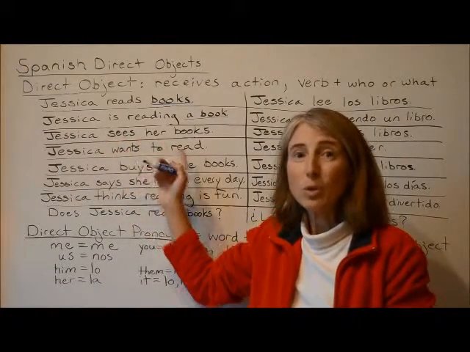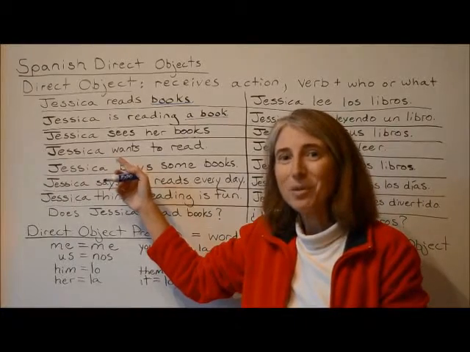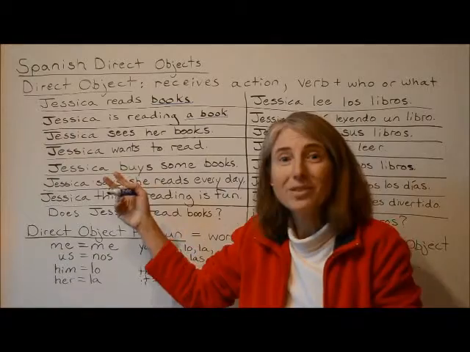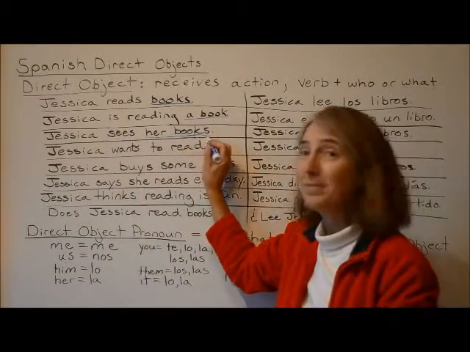Jessica sees her book. Jessica sees, so sees is the verb. Sees what? Her book. So her book is the direct object.